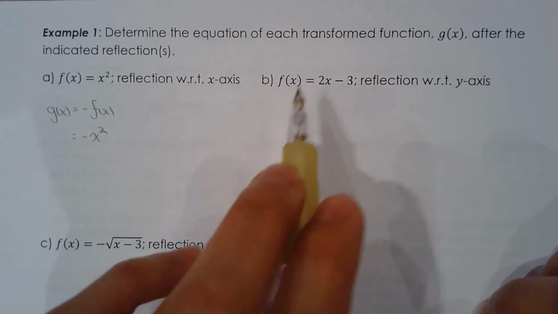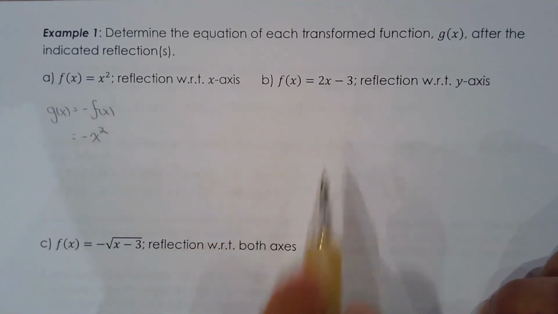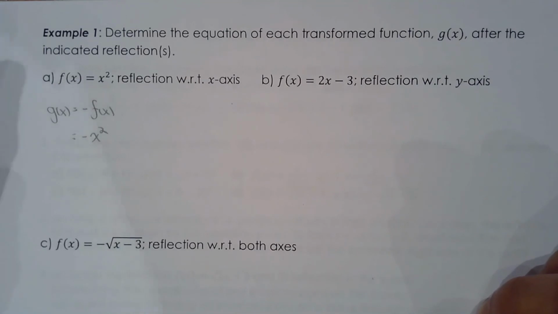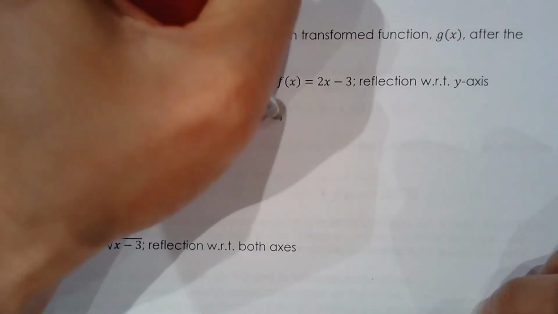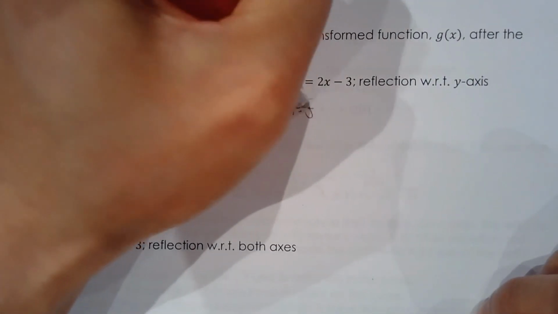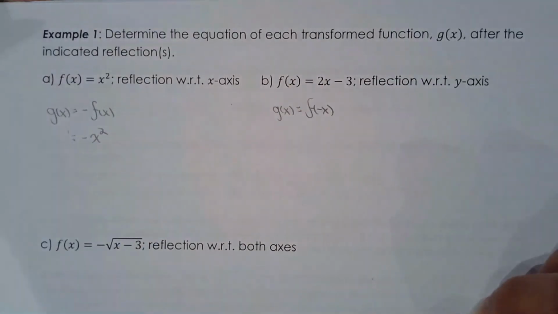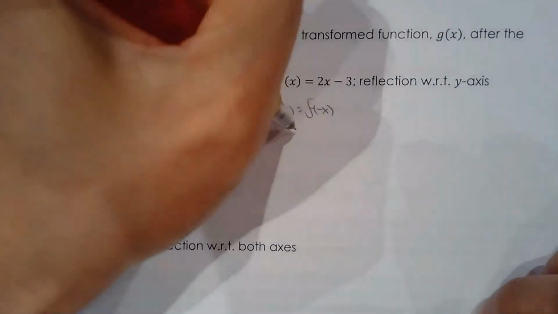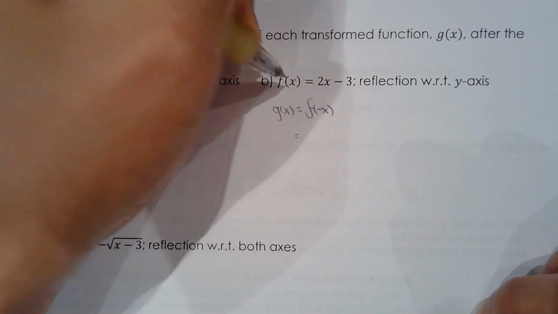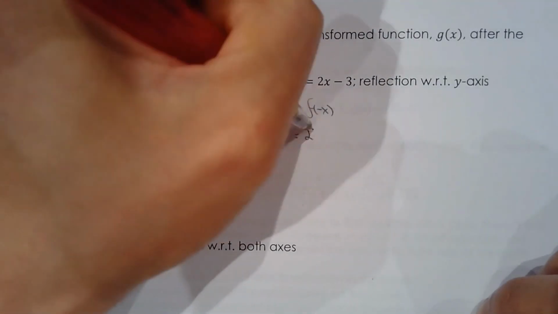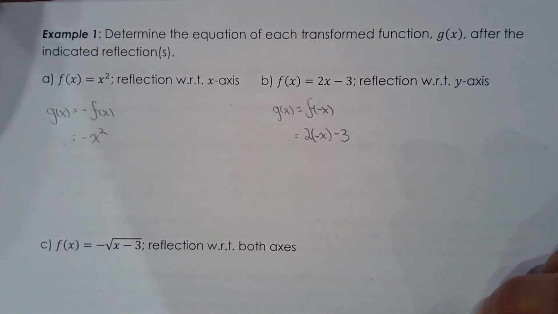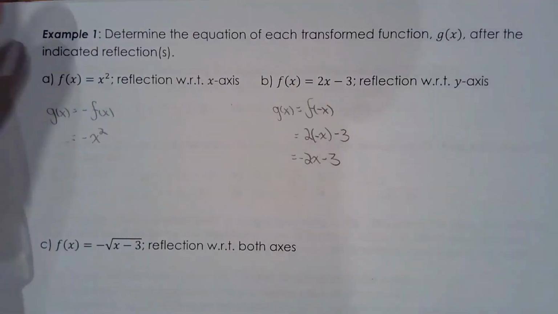I'm going to take this transformed linear function and transform it again. So g of x is equal to f of negative x, because I'm reflecting it with respect to the y-axis. So using function notation, if f of x is 2x minus 3, then f of negative x is 2 times negative x minus 3. So that's negative 2x minus 3, and there you go.